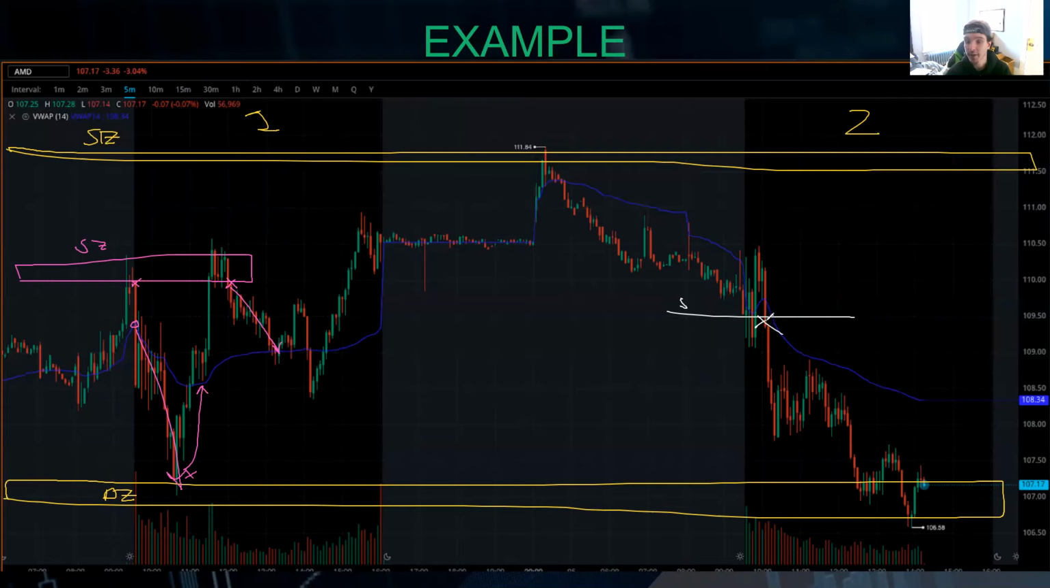You take it down and you have a demand zone down here. So you intend to trade it all the way down to that demand zone. Notice how AMD comes down to 107.75. And then it starts consolidating in this area, but never does it get above this VWAP right here. It never gets above the VWAP.